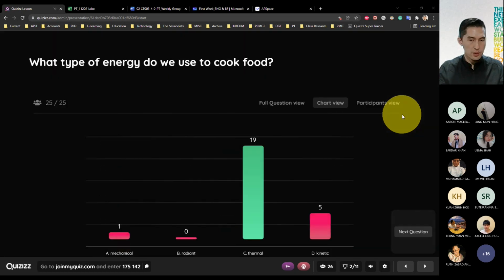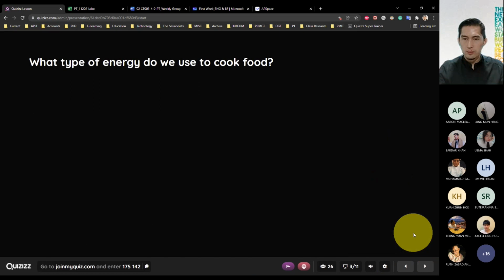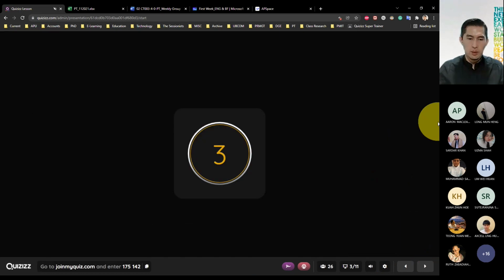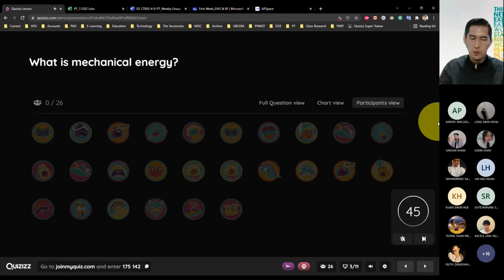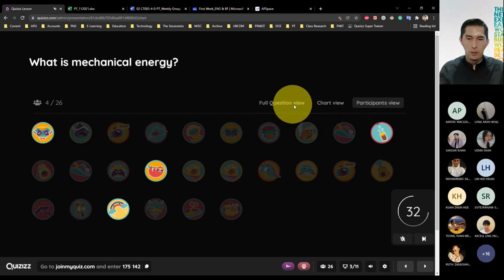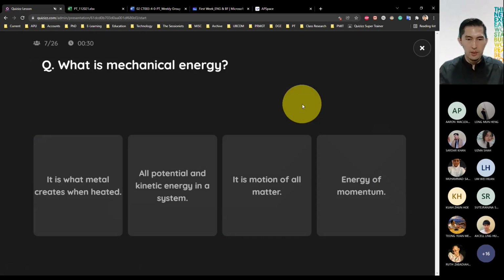So this is also quite straightforward, right? Evidently this is where thermal energy comes into the picture. Next question. What is mechanical energy?